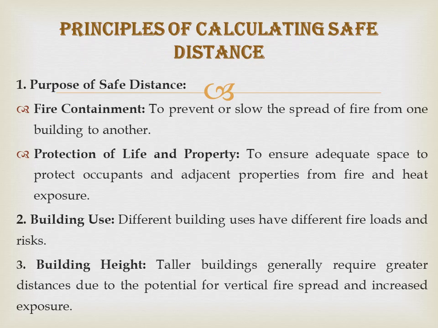Principles of calculating safe distance. Purpose of safe distance. Fire containment: to prevent or slow the spread of fire from one building to another. Protection of life and property: to ensure adequate space to protect occupants and adjacent properties from fire and heat exposure.